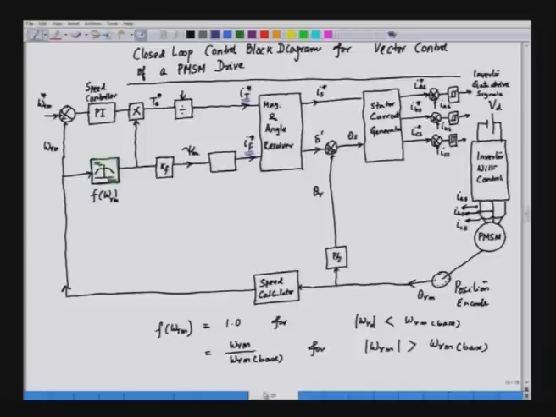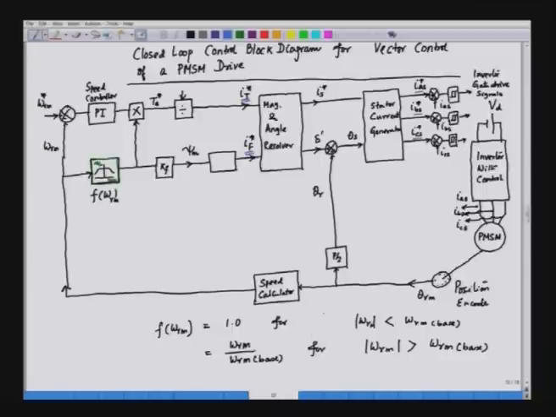So, theta r will be fed here, this will require theta r. Theta r is already here. So, in this case, we need this theta r. This theta r will transform this into the stator currents, and the stator currents are I a s, I b s and I c s.